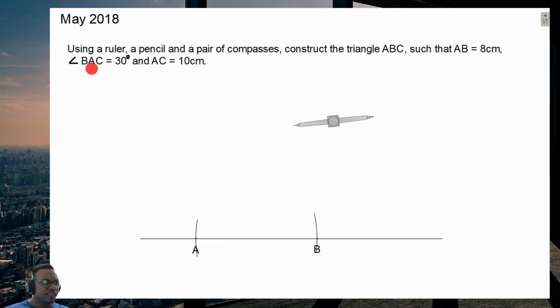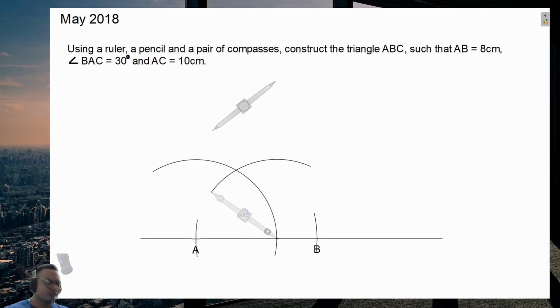So now at the endpoint A, I'll be constructing my 30 degrees because the vertex of the 30-degree angle is at A. So first I'll construct a 60-degree angle and then I'll bisect it to get 30 degrees. So this will be my 60-degree angle. Okay, and where those two arcs intersect here, I'll draw a line from A straight through, and that will be my 30-degree angle.